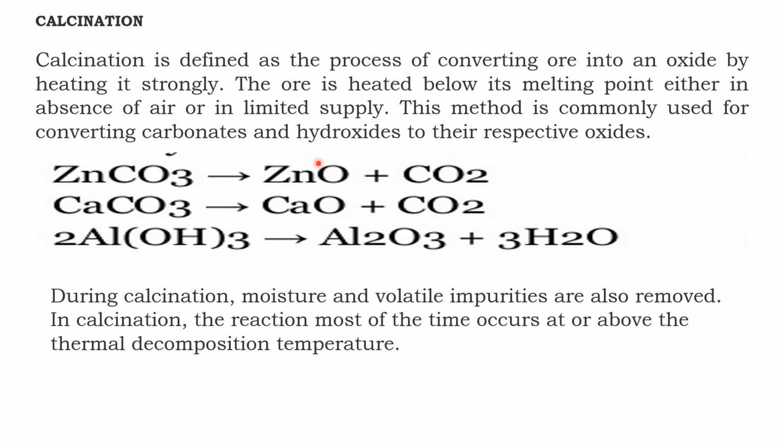So, for the pyrometallurgical process of metal carbonates and metal hydroxides, calcination is the best process. Listen carefully. Calcination is the process by which we are converting a metal ore into the corresponding oxide by heating in the absence of air or with minimum air supply. That process is called calcination, and calcination is used for carbonate and hydroxide ores.